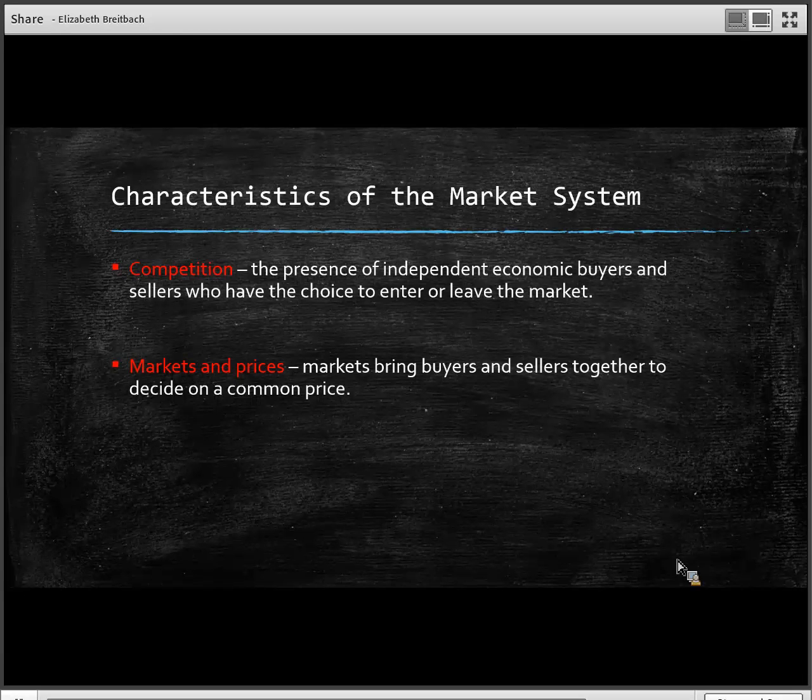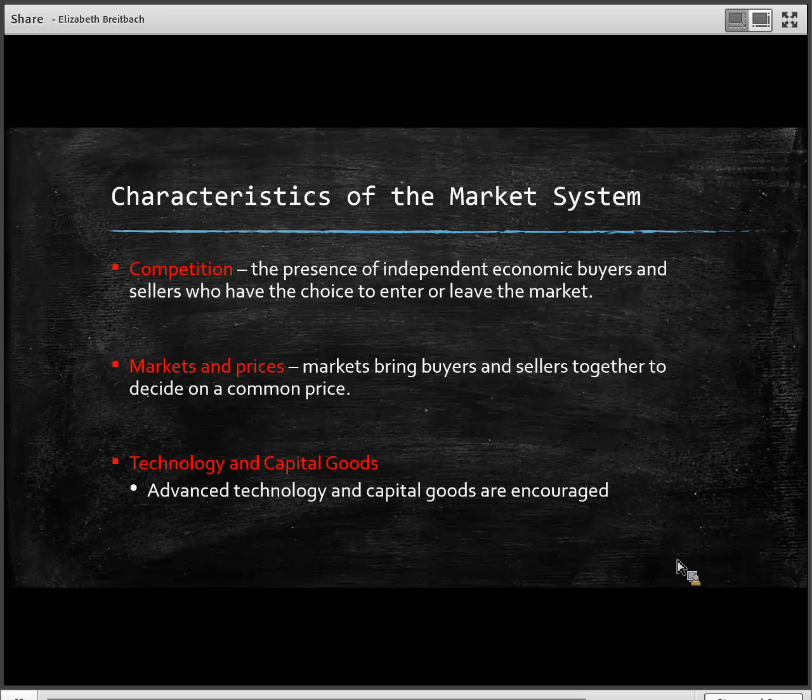Markets and prices. How is economic activity coordinated? Markets bring together buyers and sellers, and they decide on a common price. We find buyers of a specific product and sellers of a specific product. They enter into this market. They determine the quantity that's going to be produced, and they decide at what price this product will be sold. Again, we're going to talk more about markets and prices in our demand and supply modules.